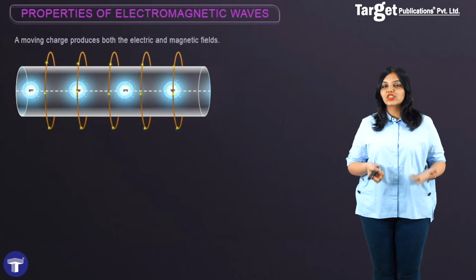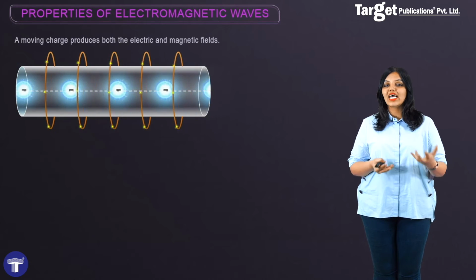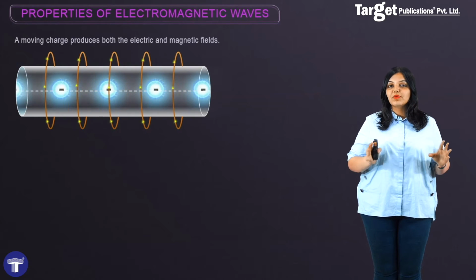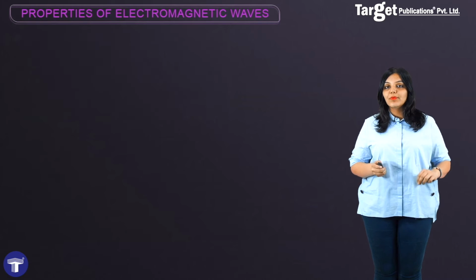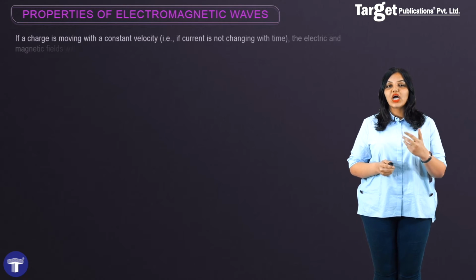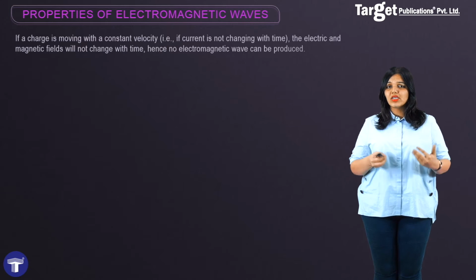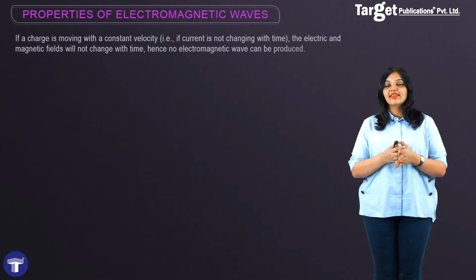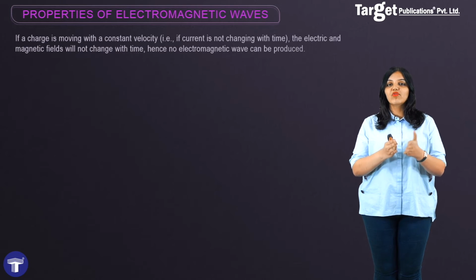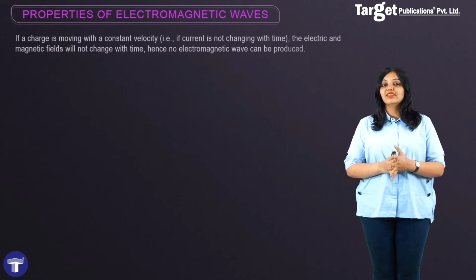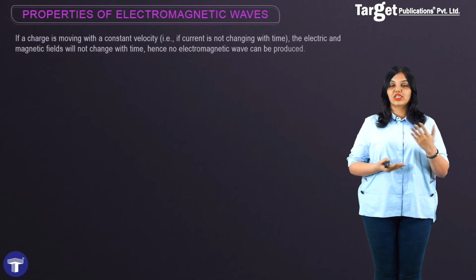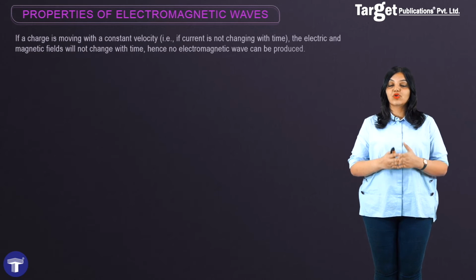But what about the electromagnetic wave? Who can produce an electromagnetic wave? The answer is that it cannot just be any moving charge, it has to be an accelerating charge. What does this mean? It means that if a charge is moving, but if it's moving with a constant velocity, then in that case, there will be no electromagnetic wave, because when a charge is moving with constant velocity, the current will not change with time, and therefore the electric and magnetic fields will not change with time, and there will be no electromagnetic wave.